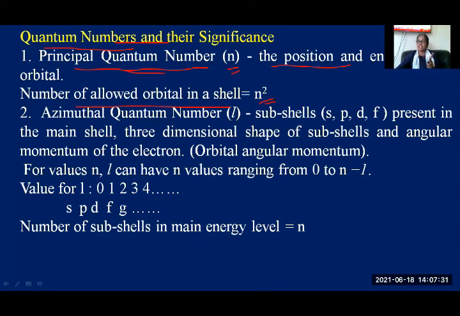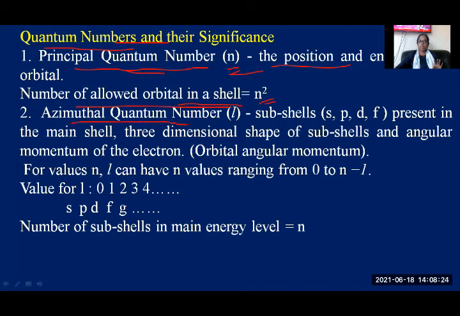In the second shell, the n value is 2. How many orbitals can exist? 2 square, so there are 4 orbitals: the 2s orbital and 3 p orbitals. Go to the third shell, where n is 3. So 3 square, totally 9 orbitals can exist in that shell. An orbit is the main energy level, and orbitals are the sub levels. In the third shell there are 3s, 3p, and 5 3d orbitals, so totally 9 orbitals. So the value of n gives you the total number of allowed orbitals in the shell.